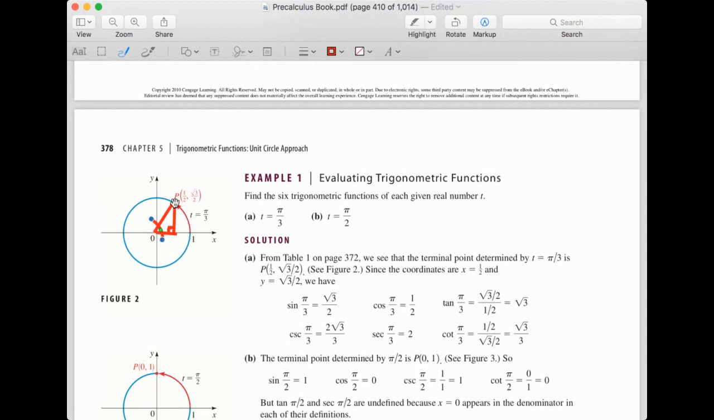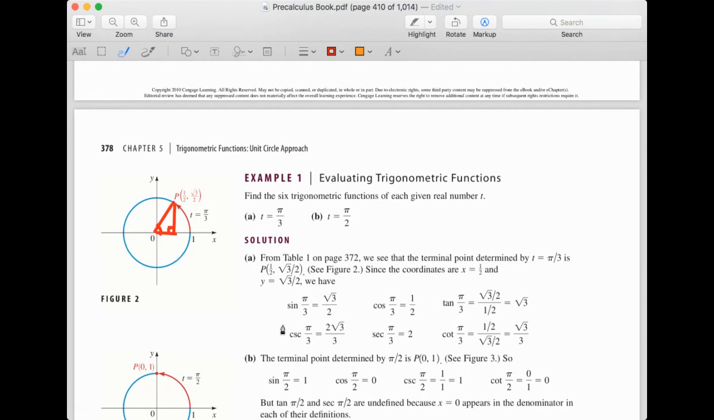So this curve measures this angle, this angle inside this triangle. So t equals pi over 3 is this angle, formed with the x-axis and this coterminal line. So this angle is t equals pi over 3.